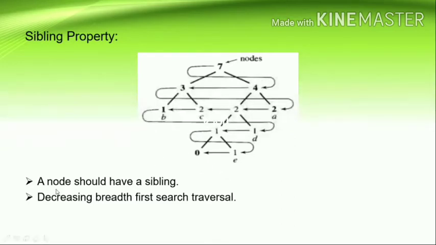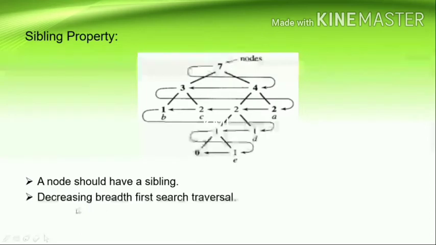So our first condition is that a node should have a sibling, and the second is that it should follow a decreasing breadth first search traversal. Now let's see what breadth first search traversal means. You have to start from the root and follow this marked path. While going from left to right, you pass through these lines, the left and right subtree lines, and while going from right to left, you pass through the element nodes. So we pass through this 4 and this 3. Again, from left to right, pass through the lines, and from right to left, pass through the element nodes. In the same way, lines, then element nodes, lines and element nodes. So this is your breadth first search traversal.